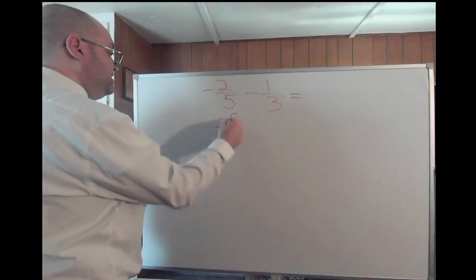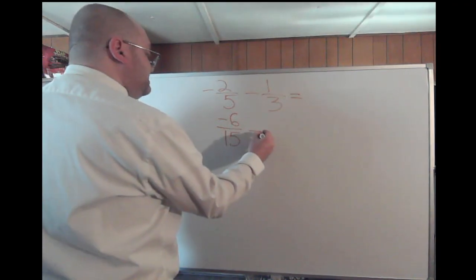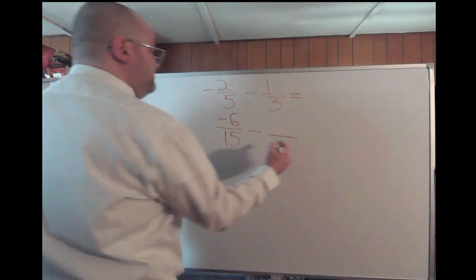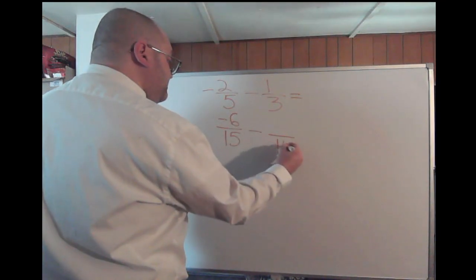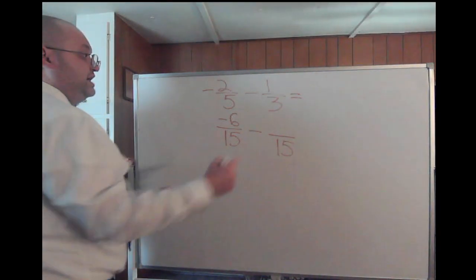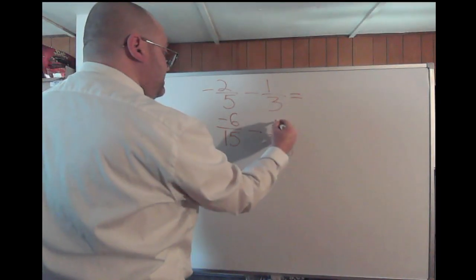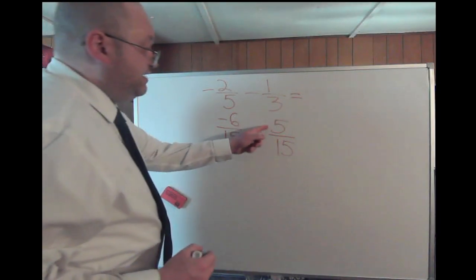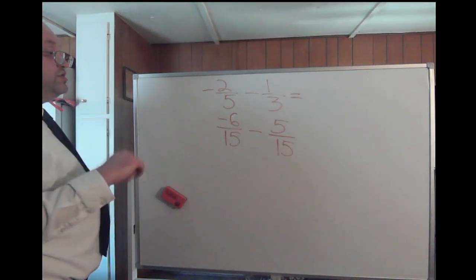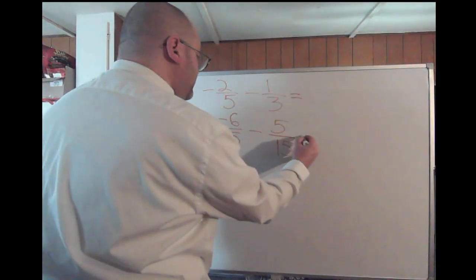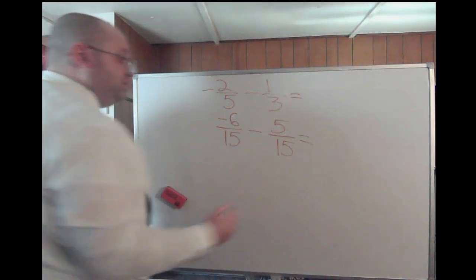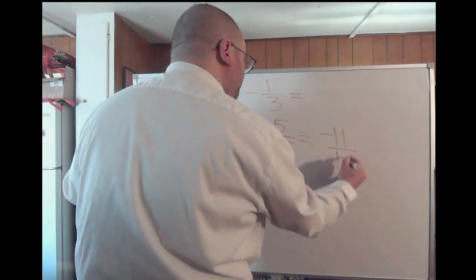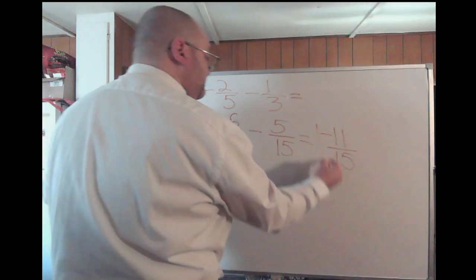You'll get negative 6 minus, okay, we need to convert that denominator of 3 into a 15. You got to multiply by 5, which means you got to multiply that 1 by 5. You get 5. Okay? So now you're left with negative 6/15 minus 5/15. You can now go ahead and do the subtraction since you have the same denominator. So negative 6 minus 5, that's negative 11. Denominator stays 15. You'll just get negative 11/15.